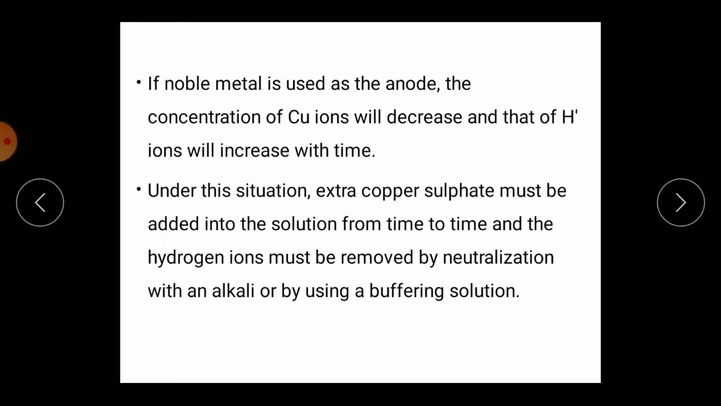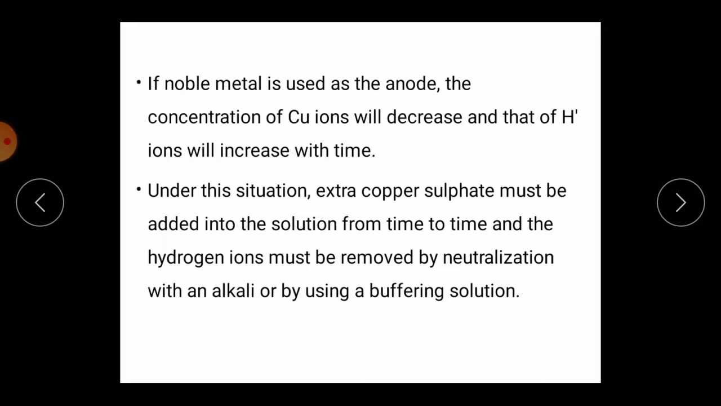Next, if noble metal is used as an anode, that is, a noble metal can be platinum. In such cases, what will happen? The concentration of the copper ion will decrease and that of H plus ions will increase with time. So why is the concentration of copper decreasing and that of H plus increasing? That is because you know that platinum is highly stable. If platinum is used as an anode, from where will copper 2 plus get into the solution to maintain the electrolytic solution? So what will happen? Since there is no copper anode, your copper 2 plus concentration in the electrolytic solution will go on decreasing.